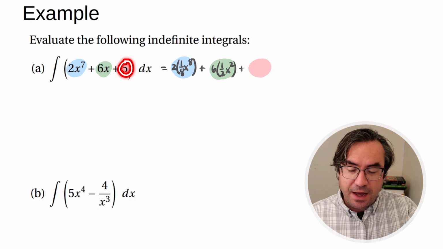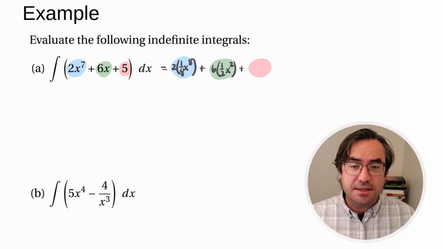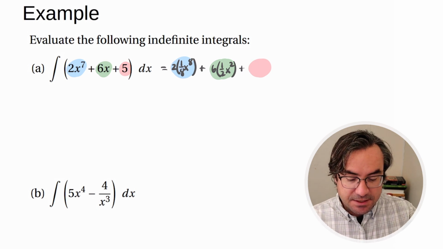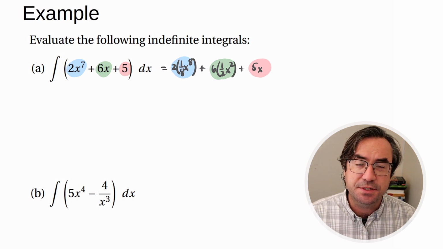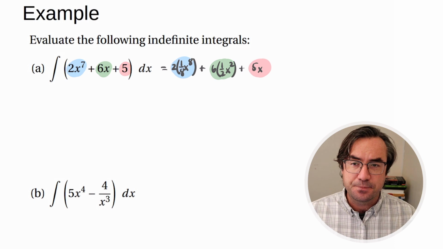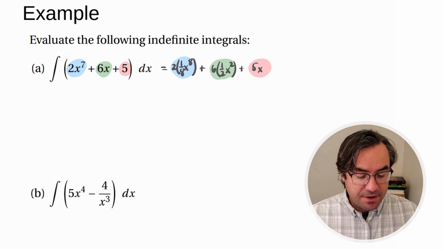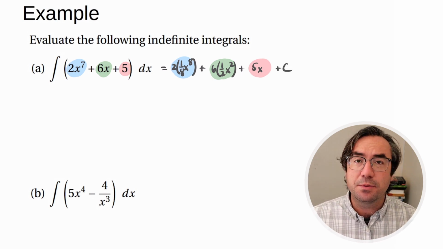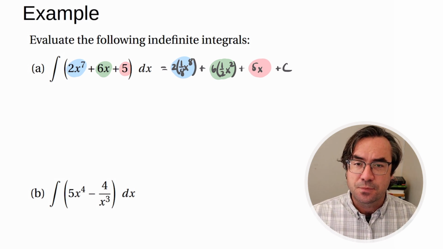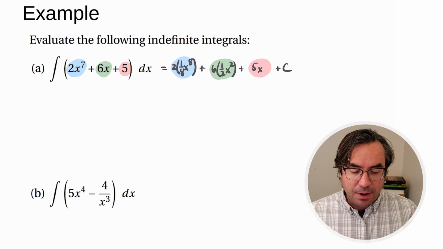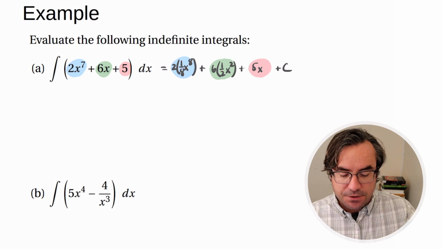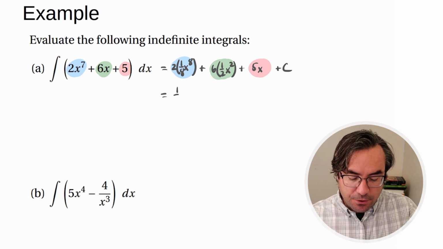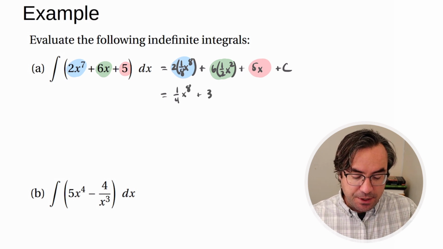And then for the 5, when integrating a constant that's all by itself, the constant stays put, but then we multiply by our variable. In this case, our variable is x. And with any of these indefinite integrals, we throw a plus c on at the end. Usually it's a good idea, and once you get the hang of this, you'll be able to simplify these right as you go. So 2 divided by 8 is 1 over 4, and then 6 divided by 2 is 3.